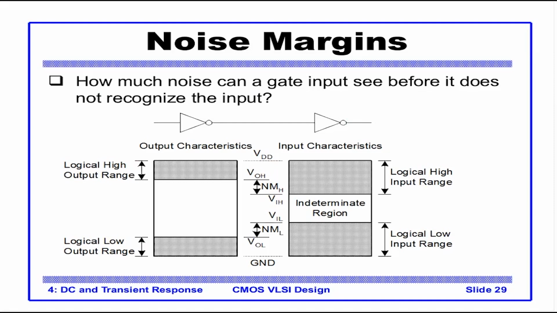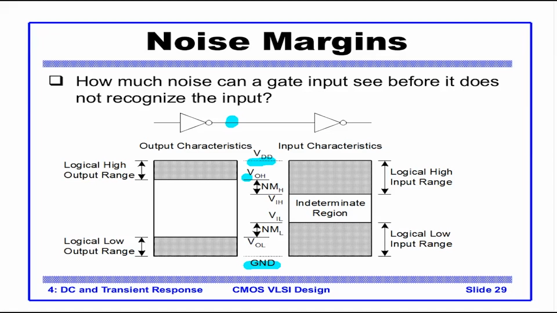Now let's study two inverters that are connected back to back. Let's say the first inverter. The ideal voltages are VDD and GND. Now let's say the output of the first inverter is slightly lower than VDD. We call this VOH.